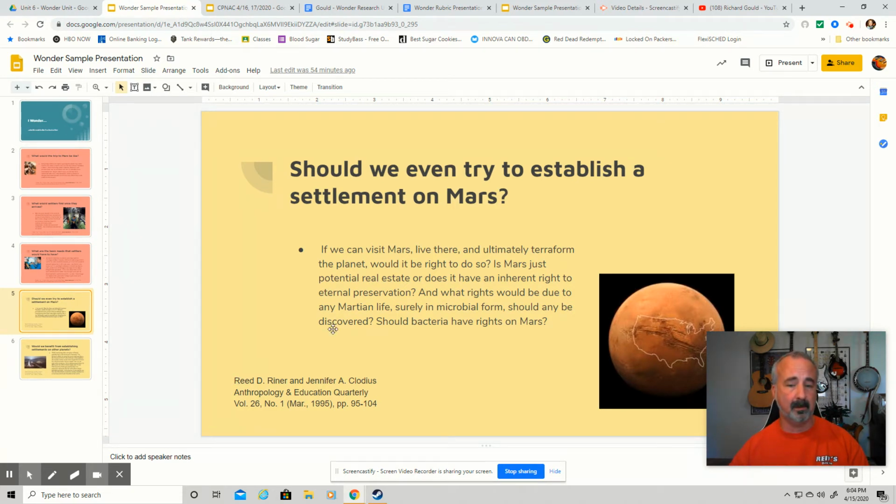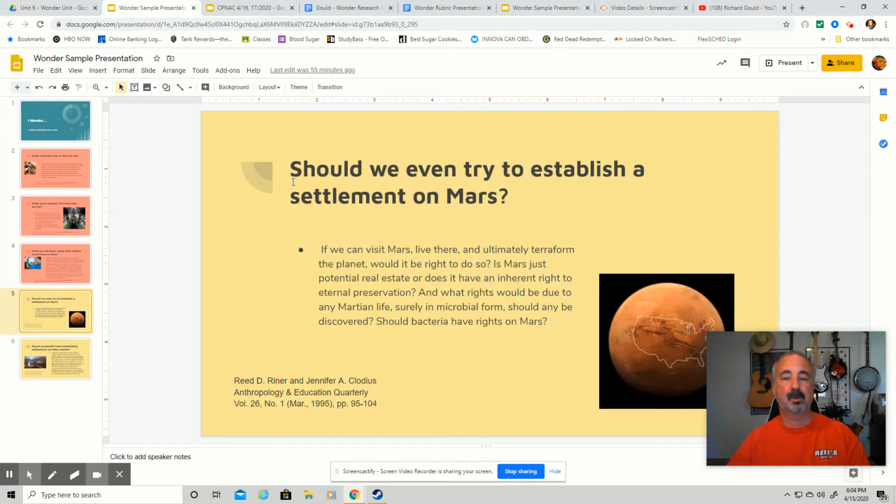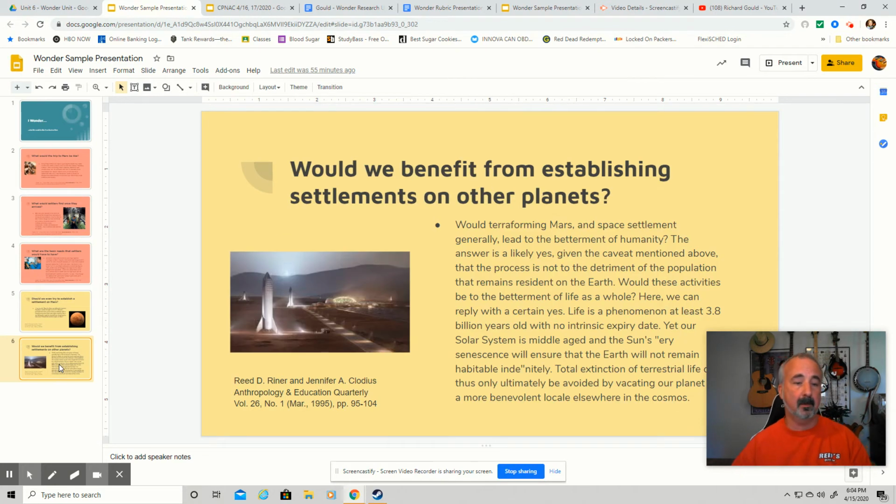After reading that article, I came up with some questions that branch off of my main question. This one: should we even try to establish a settlement on Mars? And I found a passage that answers it. And again, I would go beyond it and analyze it in my own words and explain what it means. And then I find another related question: would we benefit from establishing settlements on other planets?